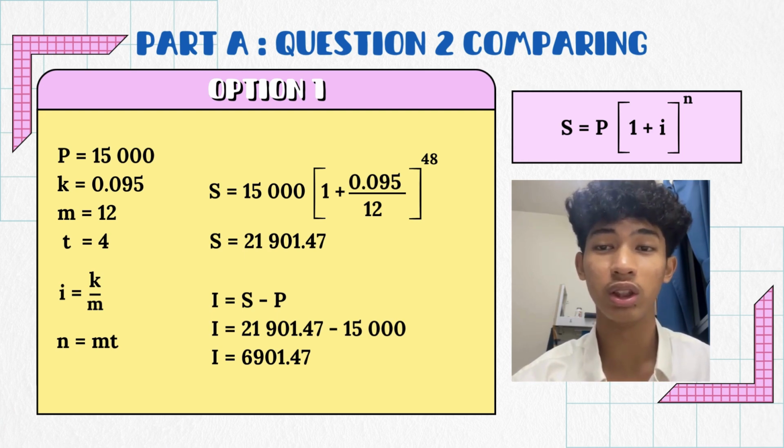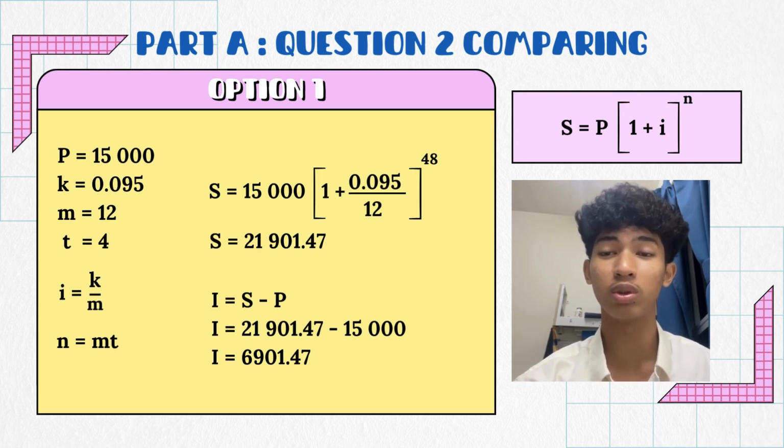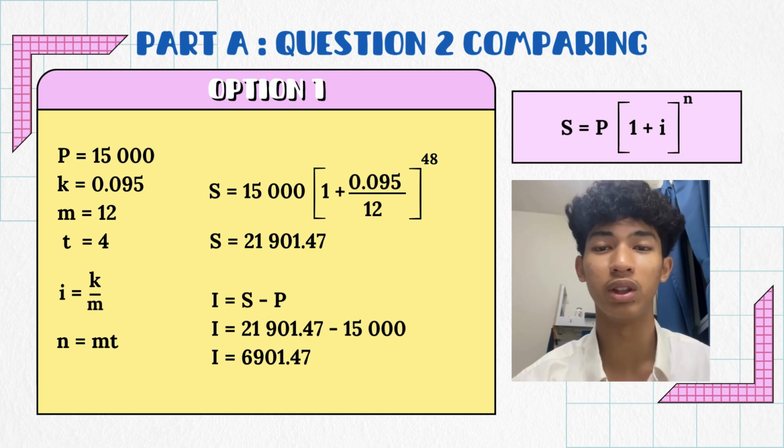The question asks for the interest. For the interest, just use the formula I equals S minus P, which is 21,901.47 minus 15,000, and you will get RM6,901.47.